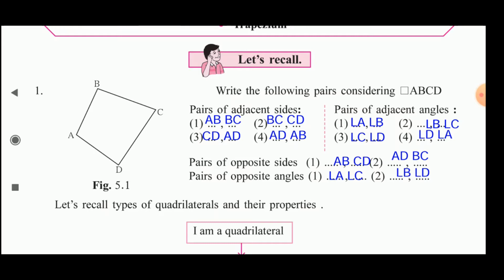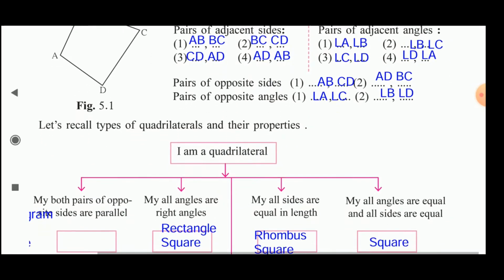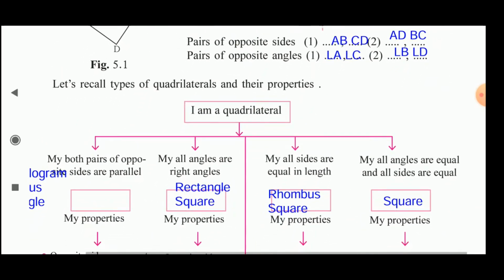Then the pairs of adjacent angles are angle A, angle B; angle B, angle C; angle C, angle D; and angle D and angle A. Then the pairs of opposite sides are side AB, side CD, and side AD, side BC. Then the pairs of opposite angles, only 2 pairs of opposite angles are there: angle A, angle C, and angle B and angle D. Now let's recall about the types of quadrilateral and their properties.